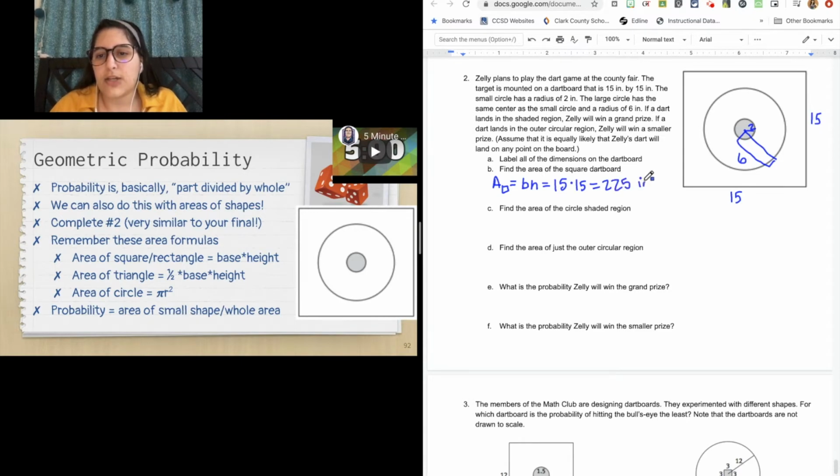And then my unit on there is inches squared, right? So pretty easy, simple enough, hopefully. Okay. Part C says I want to find the area of the shaded circle. So that's my small circle right here.